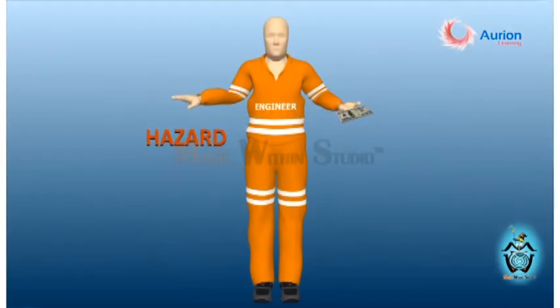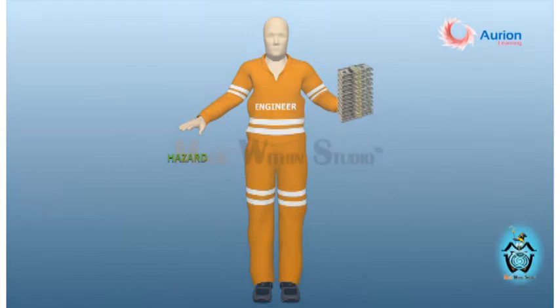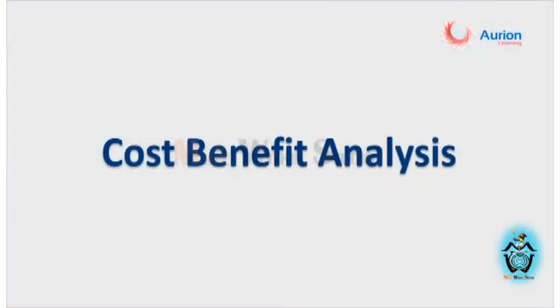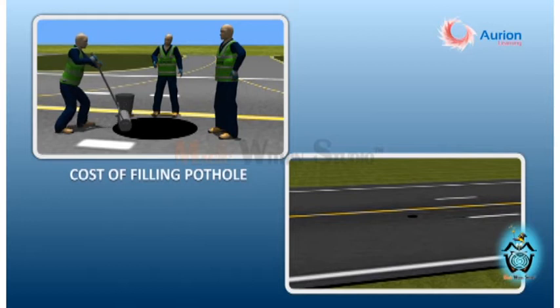We all know that to allocate any resource which would help us in reducing the exposure or the magnitude of the hazard will involve the allocation of funds. Which brings us to the next fundamental, which is cost-benefit analysis. To understand cost-benefit analysis better, let us take a look at the same example that we saw earlier about the pothole on the secondary runway.